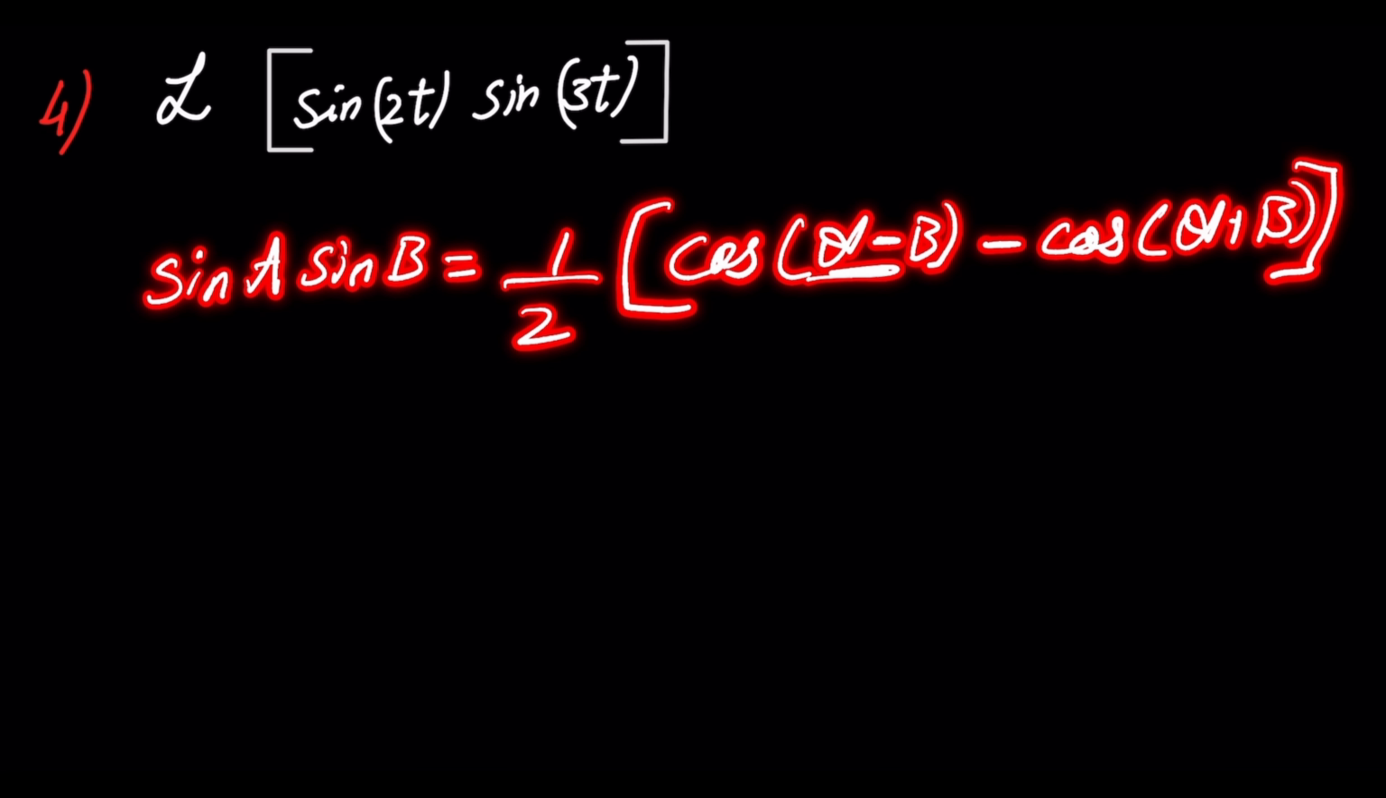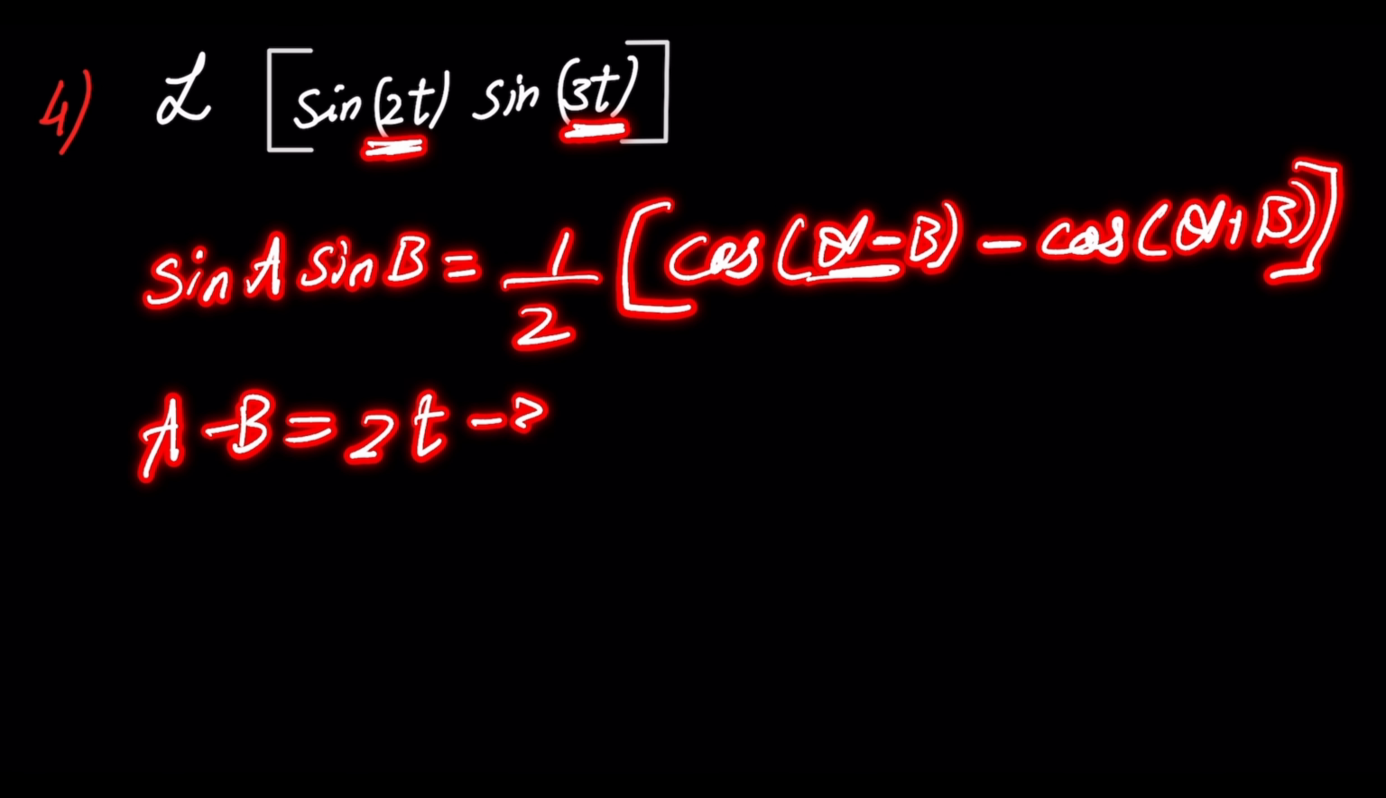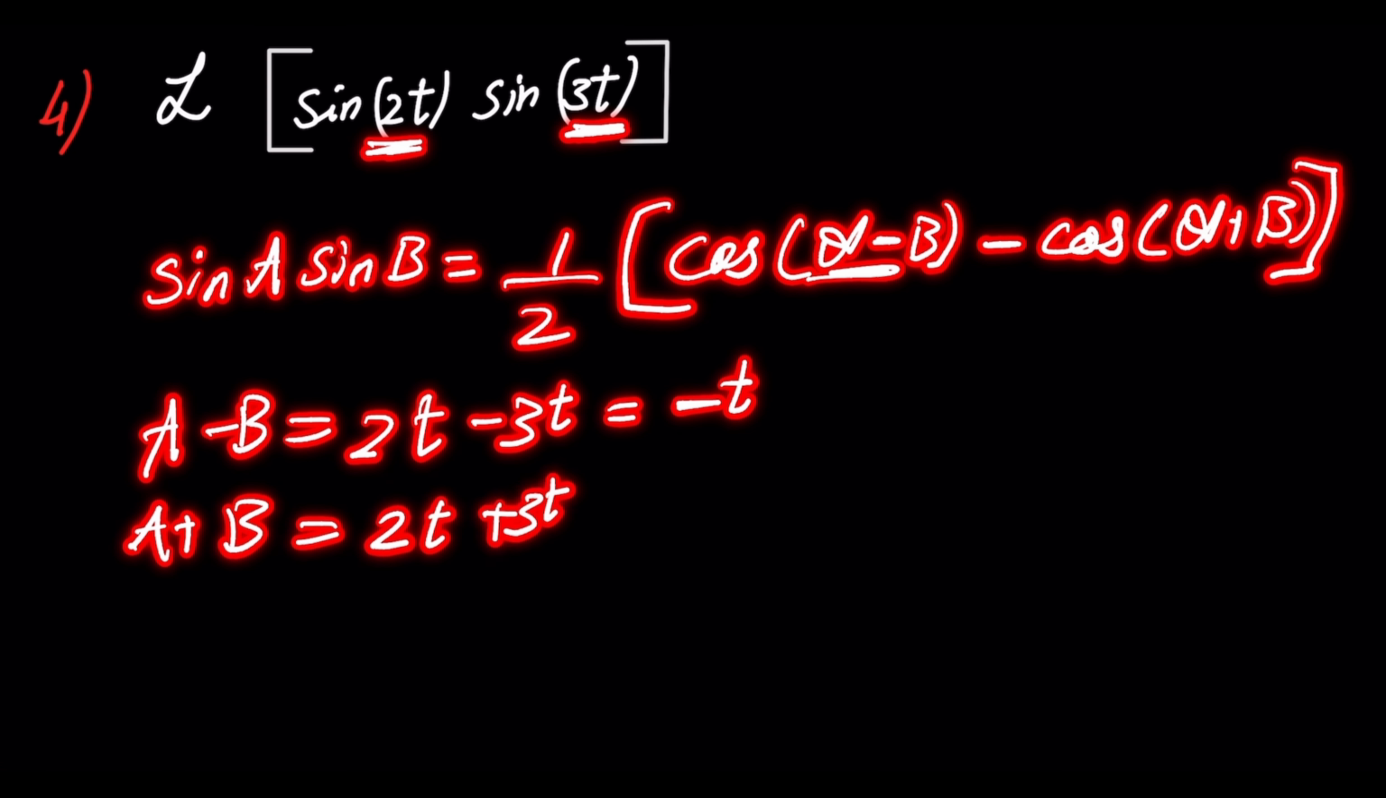where A minus B would mean 2t minus 3t. So A minus B equals 2t minus 3t. That is equal to minus t. And cos of A plus B would mean 2t plus 3t. That is equal to 5t. So let's apply this identity here.